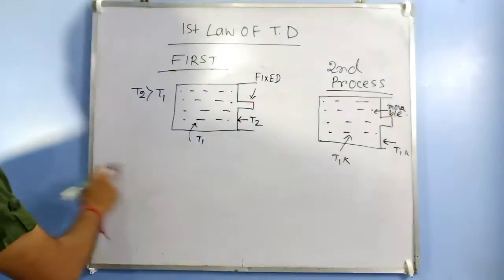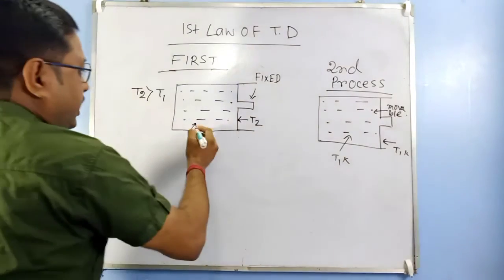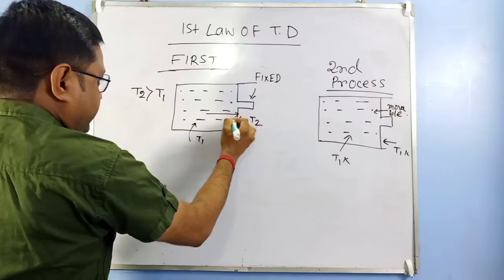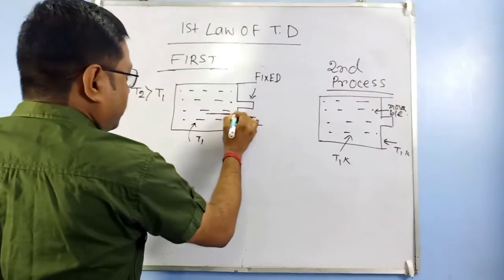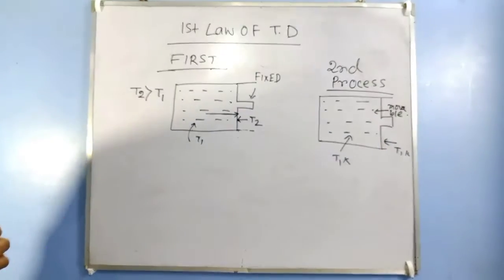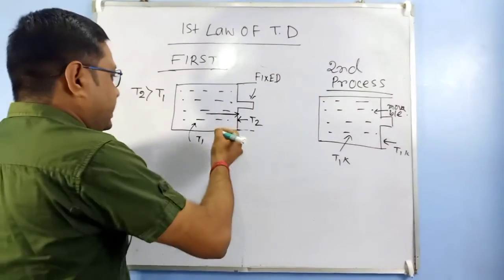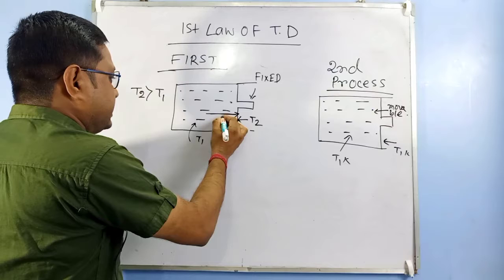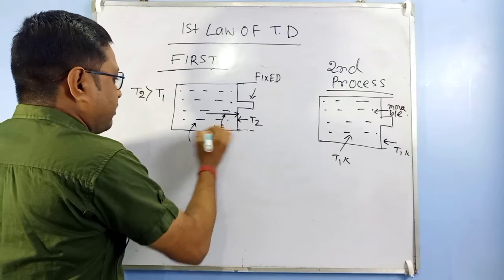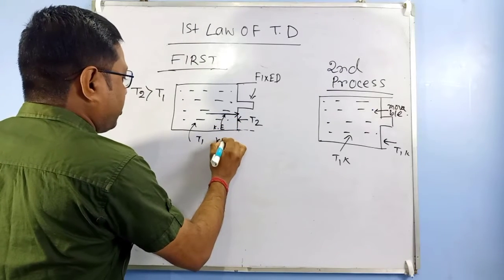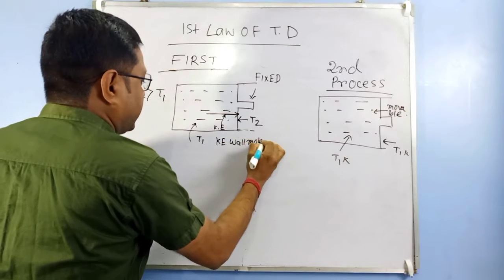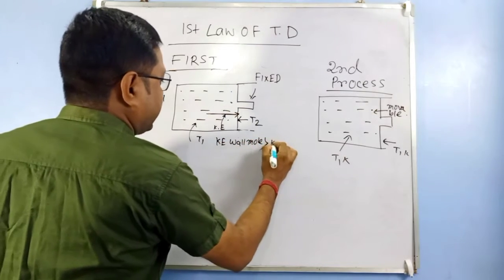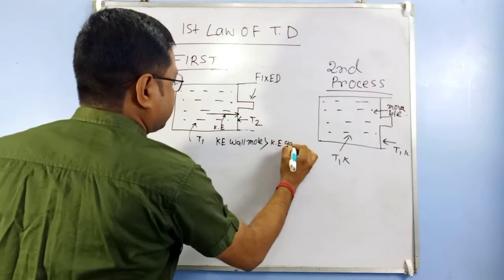So in the first case, as the temperature of the wall of the container is greater than the temperature of the gas molecules, the gas molecules strike the molecules of the wall and get some kinetic energy. But here the kinetic energy of the wall molecules is greater than the kinetic energy of the gas molecules.